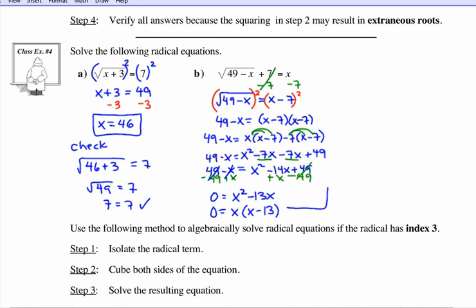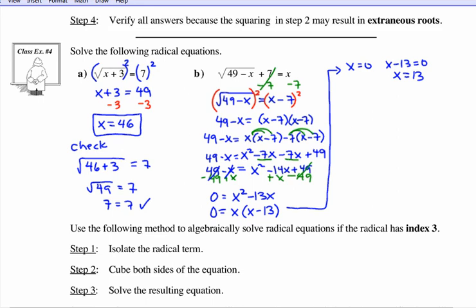So just continuing this up, we have a product that equals 0. So either x equals 0 or x minus 13 equals 0. So x equals 0 is already done for us. The other one, we need to add 13 to both sides. So x could be 13 or it could be 0.